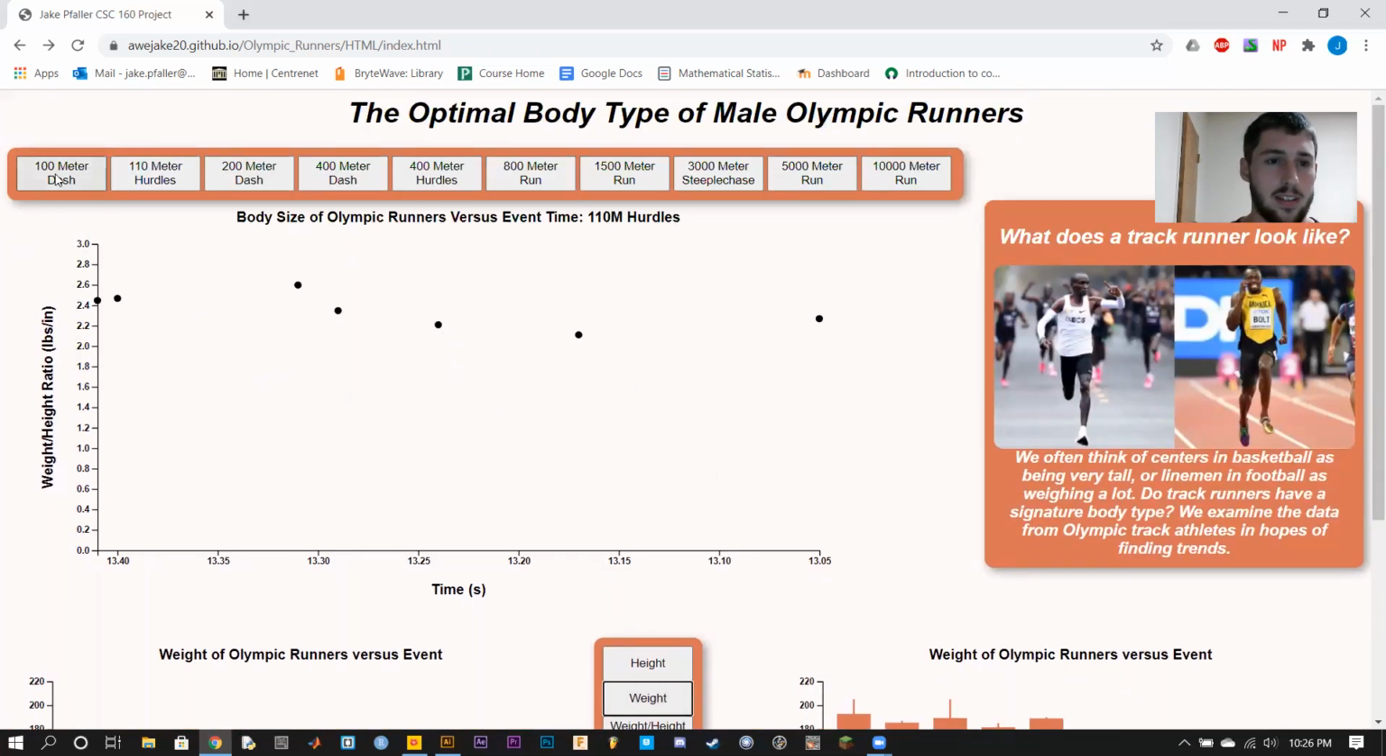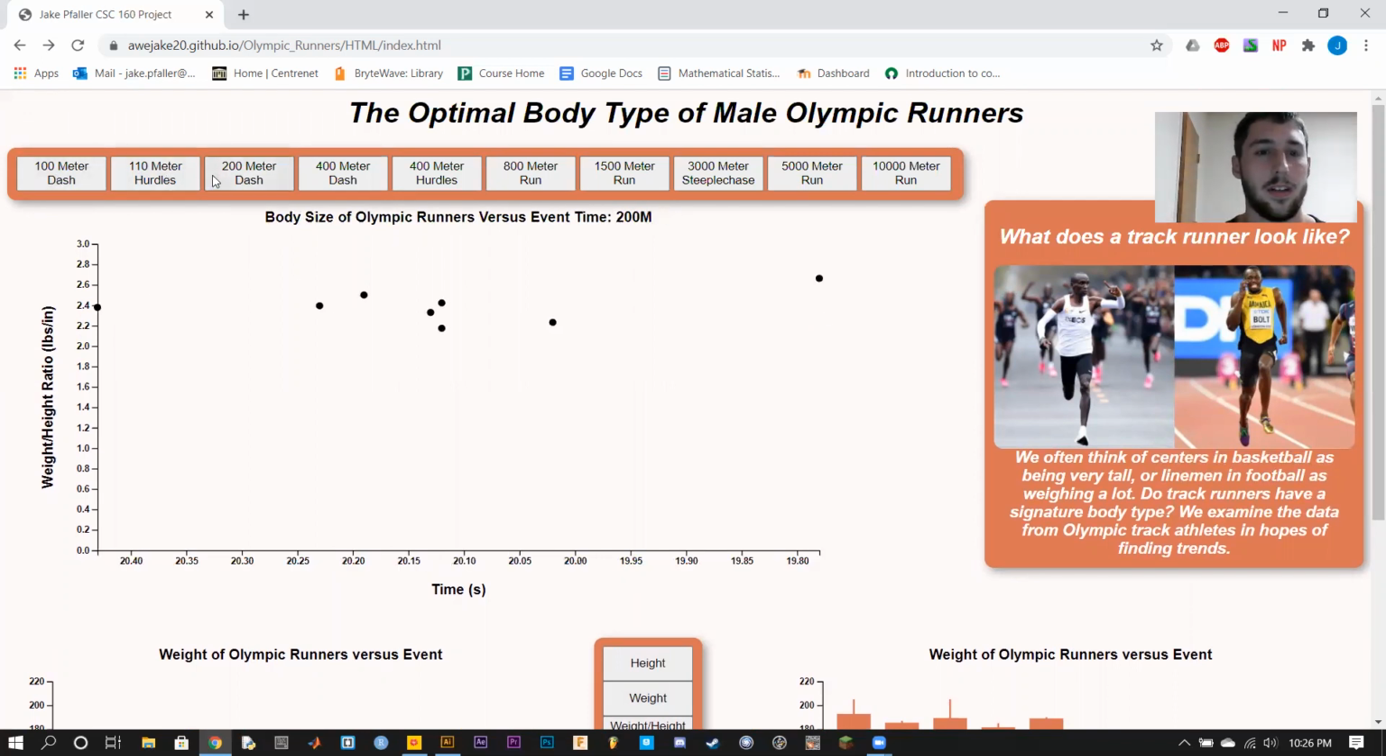And back up here with the weight to height ratio versus the result, if we want to make a conclusion that there's an optimal body type for the runners, we would want to see these start to converge as the time increases or decreases. So as the runners get faster, we see less variation in the data, and it sort of converges to a certain point, meaning that's the optimal weight to height ratio for that event.